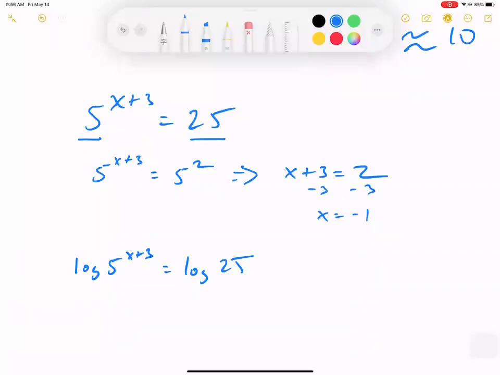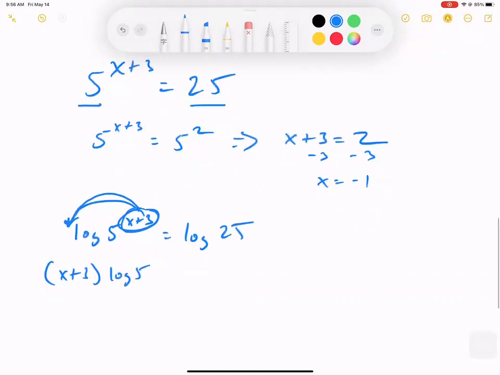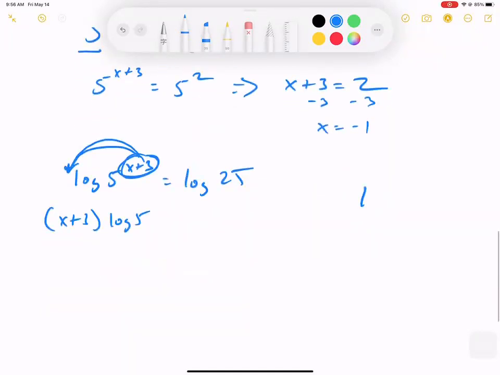So what does the log do to the exponent? Logs bring down the exponent. That goes to the front. Parentheses of x plus 3 is equal to log, darn it, I'm sorry, not cosine. Log of 5, right? We say the exponent goes to the front. We just copy it to the front. I'm going to write parentheses, because if I don't write the parentheses, it'll look like this: x plus 3 log of 5.